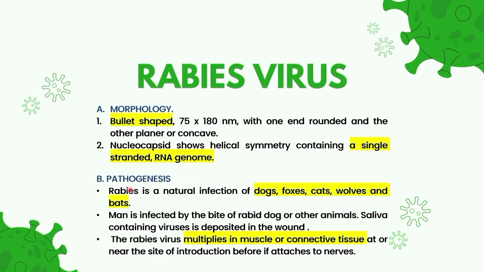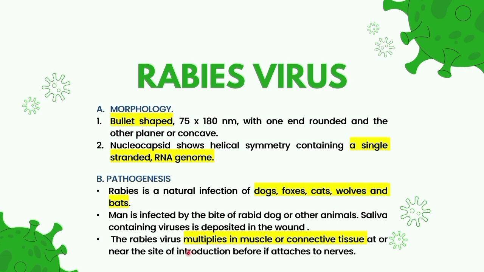So coming to the pathogenesis, rabies is a natural infection of dogs, foxes, cats, wolves, and bats. It is naturally found in such animals, and these animals act as a reservoir and transmit the infection to humans. The next point is the transmission of this virus in humans. Humans become infected mainly through the bite of these rabid animals, and the virus is present in the saliva of the infected animal. During the bite, the saliva containing the virus is deposited into the wound.